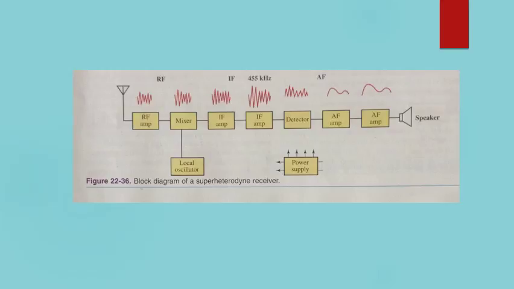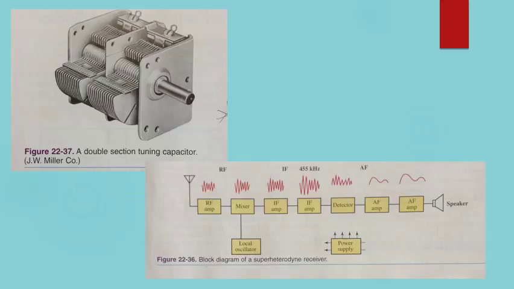For this, see figure 22-37. These capacitors operate in step with each other. They provide a change in oscillator frequency as the tuned frequency is changed. They always maintain a fixed difference or beat frequency of 455 kHz in this case. This frequency is called the intermediate frequency or IF.